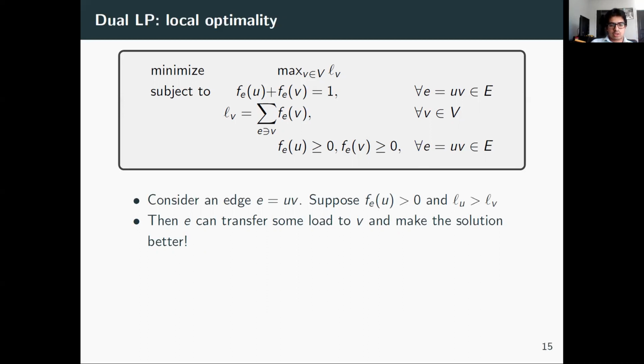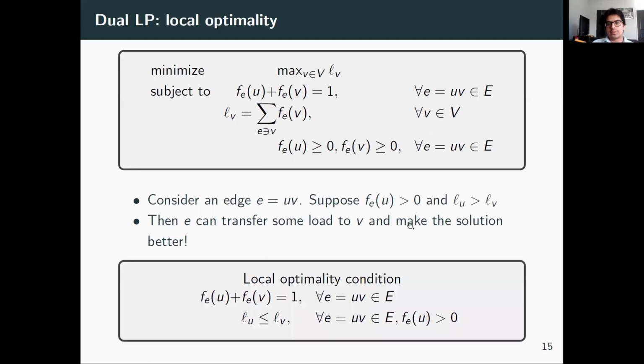All right, so clearly this gives some kind of local optimality condition, and we'll phrase it like this. Anytime FEU is greater than 0, we say that this edge is locally optimal if LU is less than or equal to LV, which means that we can't just transfer some load to V and make the solution better. And we are still maintaining the fact that the total load of an edge is 1, and it assigns its load to both endpoints. This is something we'll call the local optimality condition.